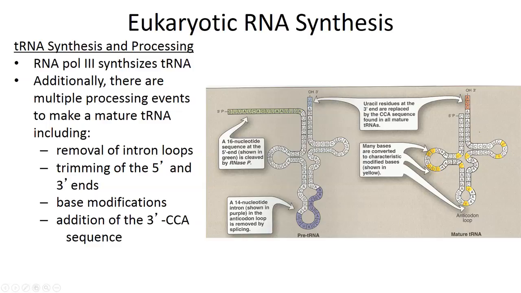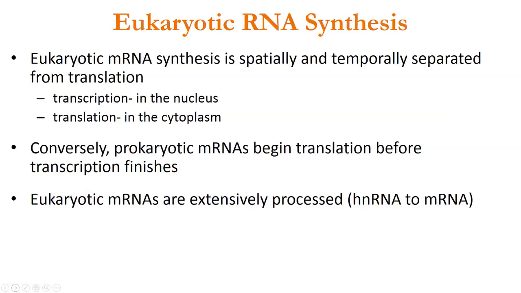And then you have the addition of the CCA sequence. So you already knew that at the end of all transfer RNAs, there is a CCA sequence, right? That CCA sequence, however, is not in the original gene when it's transcribed. It's added post-transcriptionally. So you have an enzyme that's going to come along and add the CCA to the end of all of your transfer RNAs. So there's all these multiple processing events that go on.